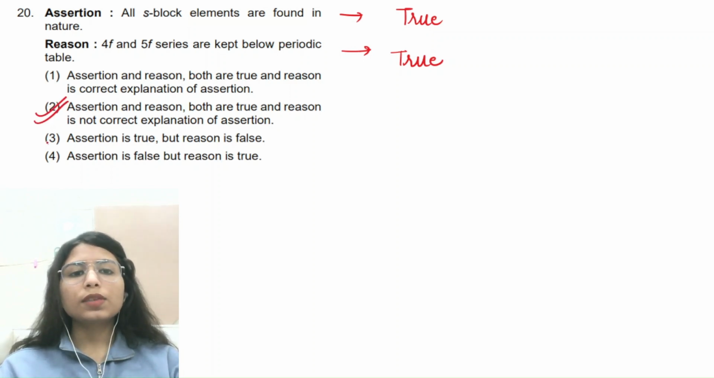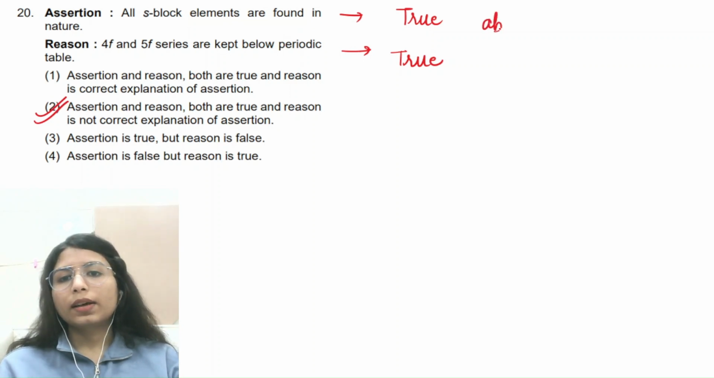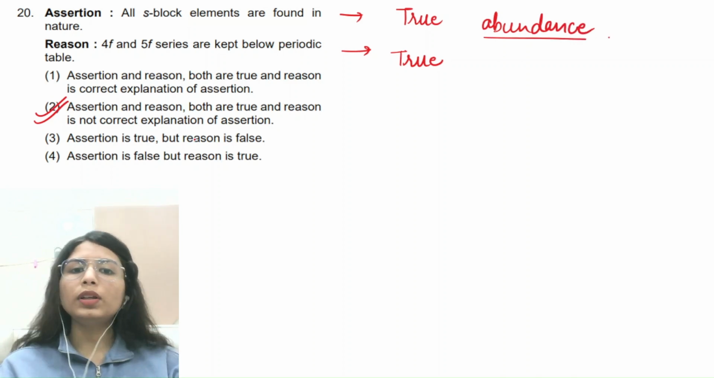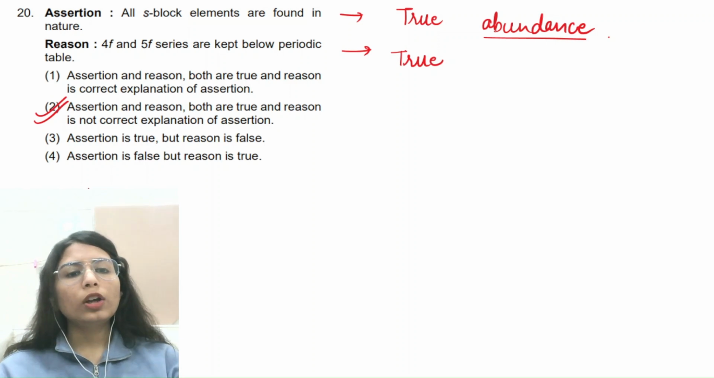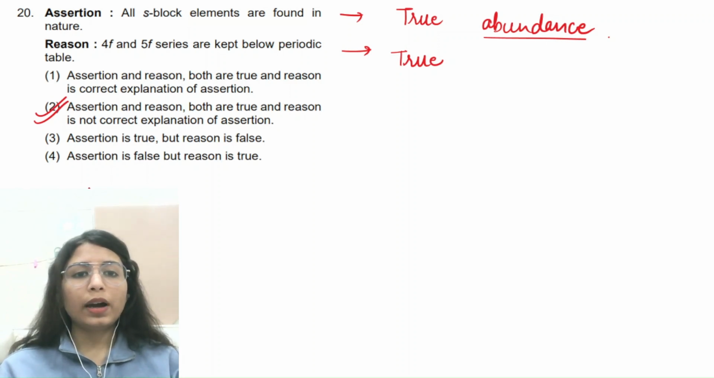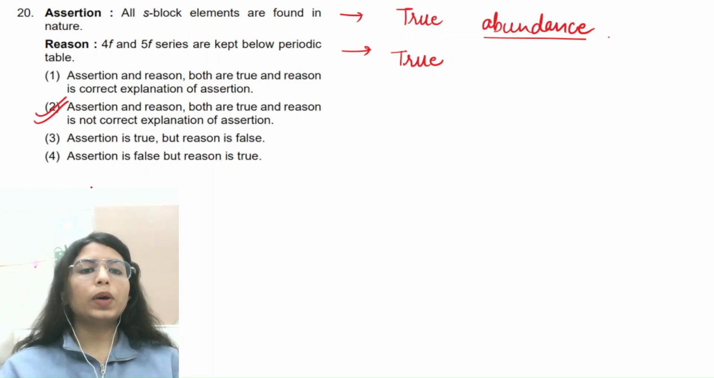So the correct answer would be my second one, because all the S block elements are found in nature because of their abundance, right? Because they do have some abundance due to which they are found in nature. Alright, so I hope you understood all of the questions that we have discussed up till now. So these were all your MCQ questions.